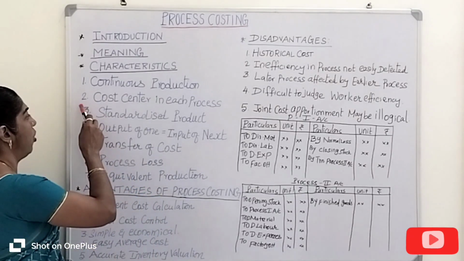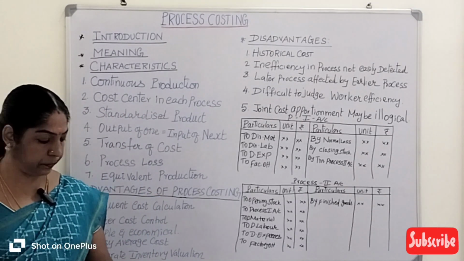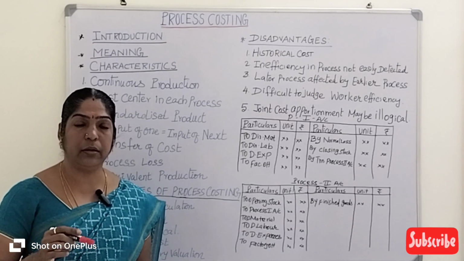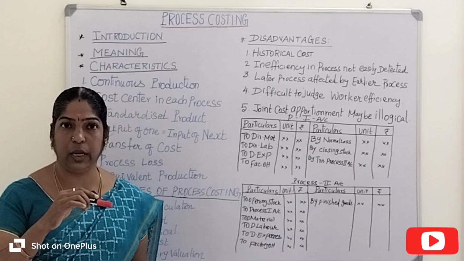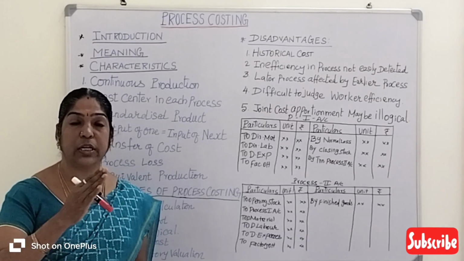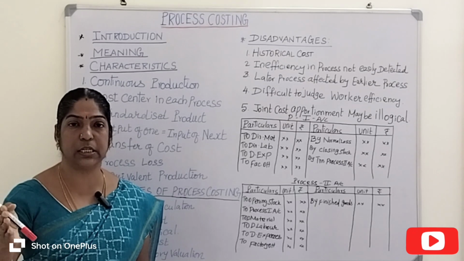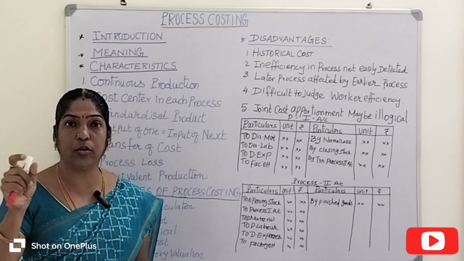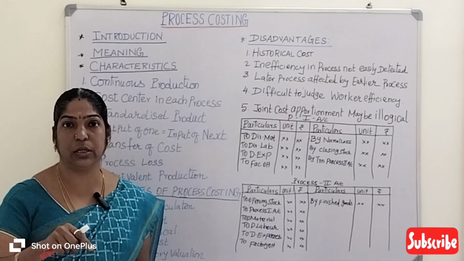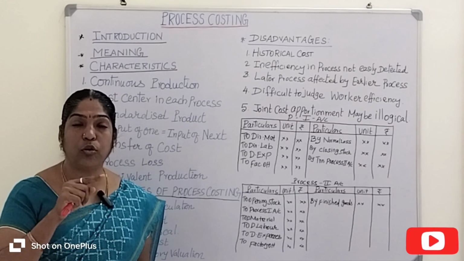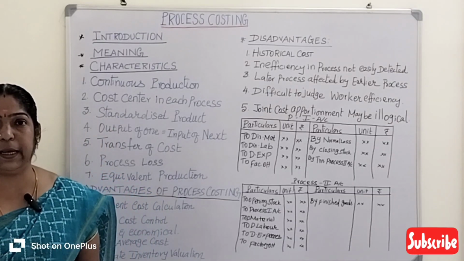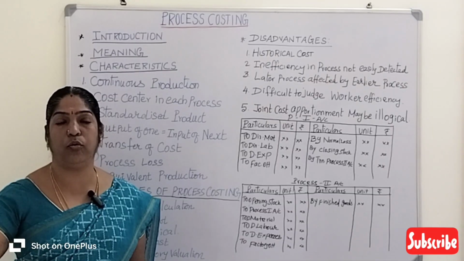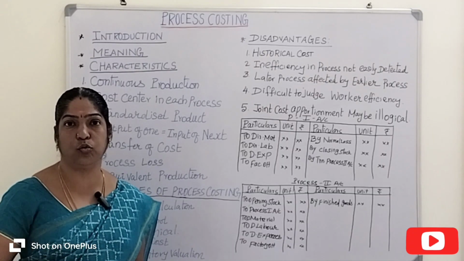Let's come to cost center in each process. Listen, when production has many stages, like in the sugar industries, how can you calculate the cost at the end of each stage? By treating each process as a cost center. Each process has its own separate cost accounting system. I will explain with a suitable example.